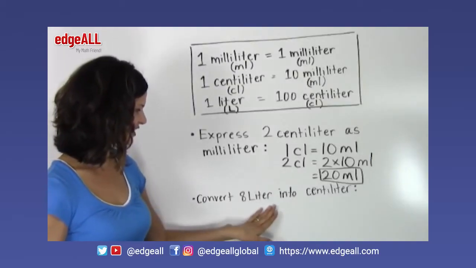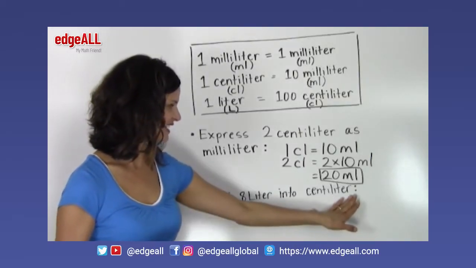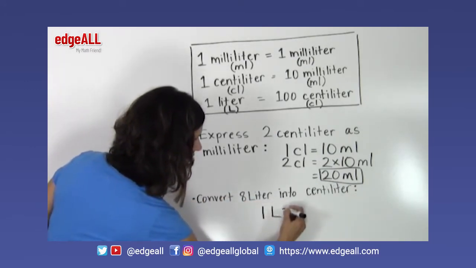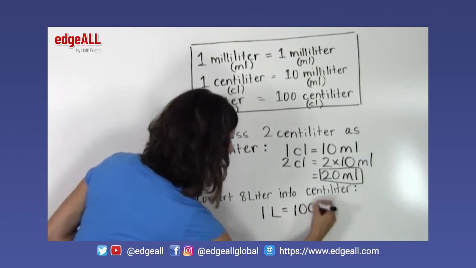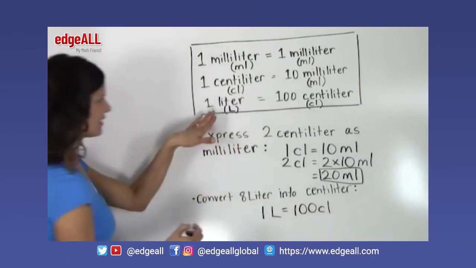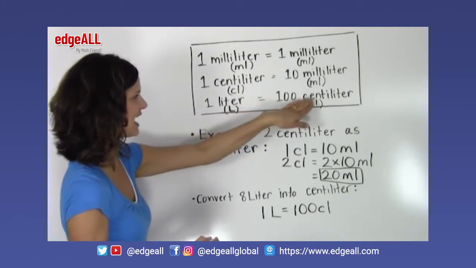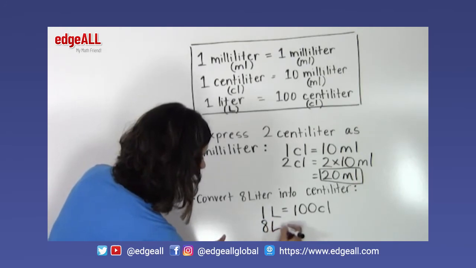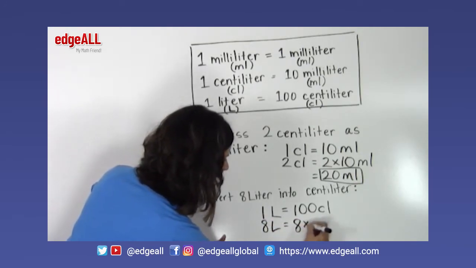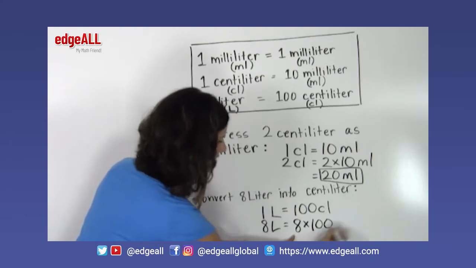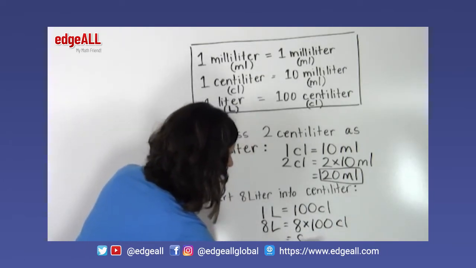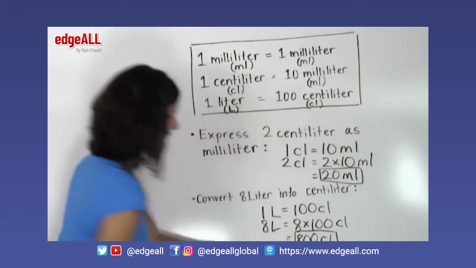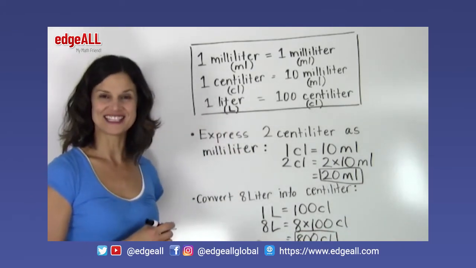Convert 8 liters into centiliters. And so we know that 1 liter is equal to 100 centiliters. Right here, 1 liter equals 100 centiliters. And so we know that to get 8 liters, we would multiply 100 times 8, and we would get 800 centiliters as our conversion from liters to centiliters.